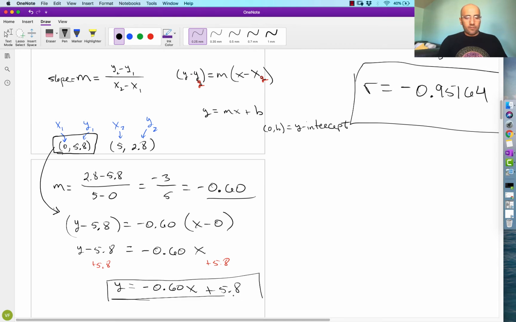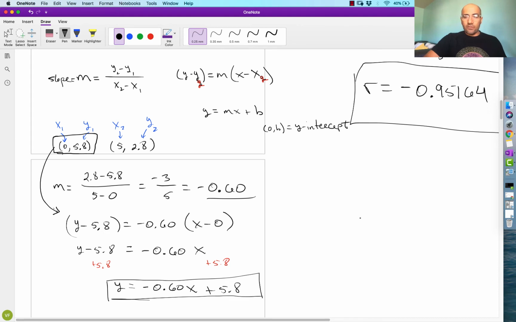Okay, it's got a slope of negative 0.60 and a y-intercept of 0, 5.8. Well, actually, obviously, that had to be the y-intercept just because it just so happens that one of the points that I chose was on the y-axis, so it had to be that. Okay, so now I can go back to my calculator and confirm that that's a good approximation.